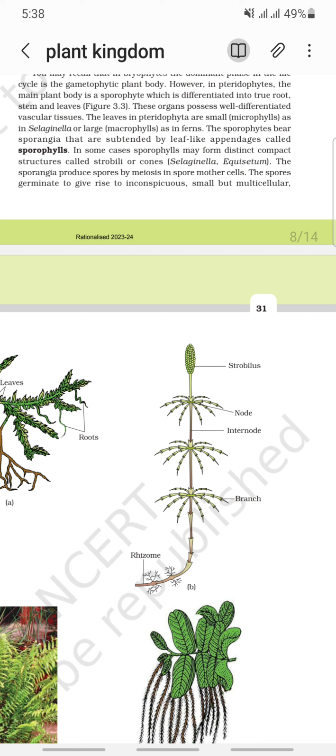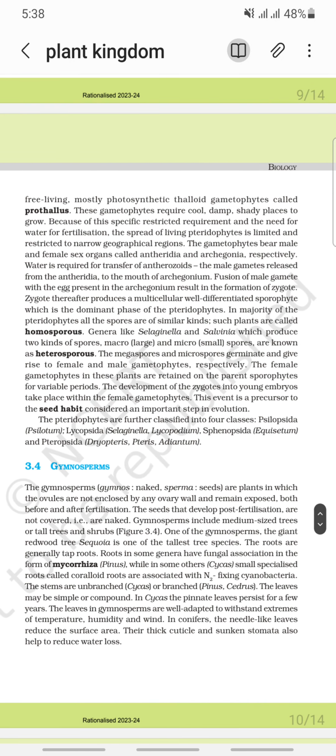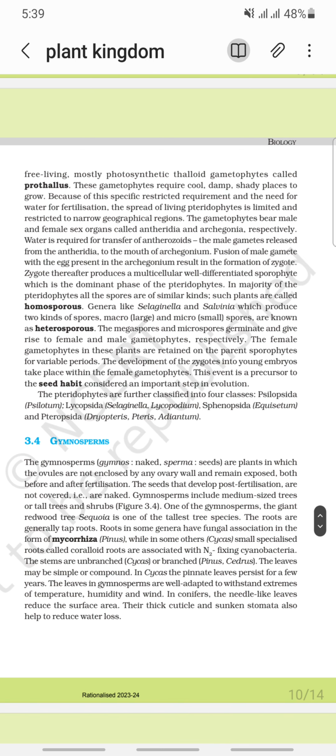In Selaginella and Equisetum, the sporangia produce spores by meiosis in spore mother cells. The spores germinate to give rise to inconspicuous, small but multicellular, free-living, mostly photosynthetic, thalloid gametophytes called prothallus. These gametophytes require cool, damp, shady places to grow. Because of this specific restricted requirement and the need for water for fertilization, the spread of living pteridophytes is limited and restricted to narrow geographical regions.